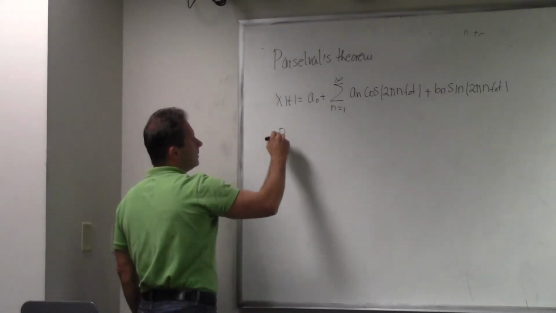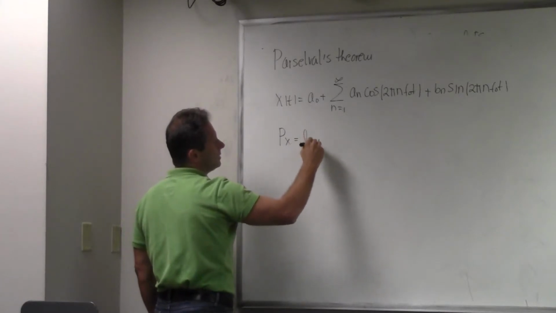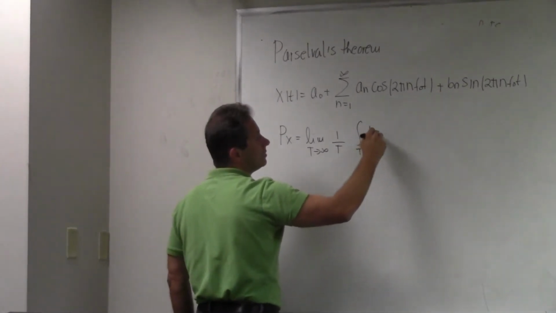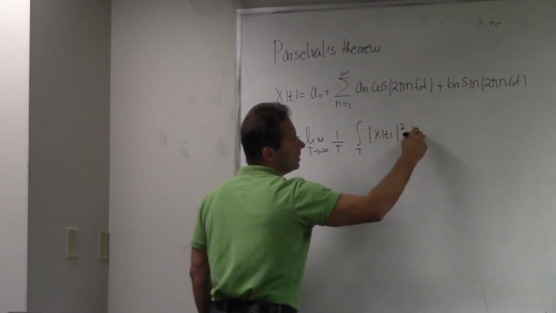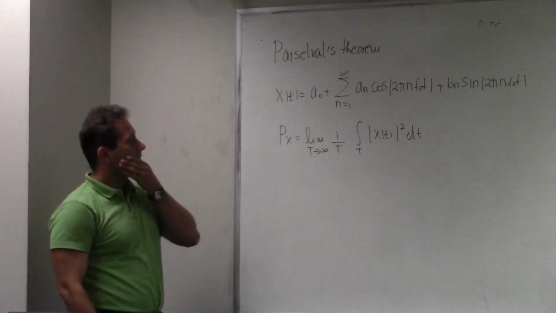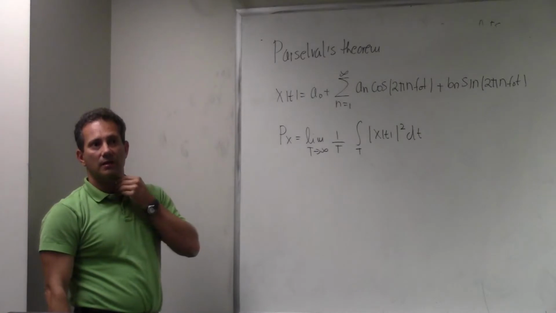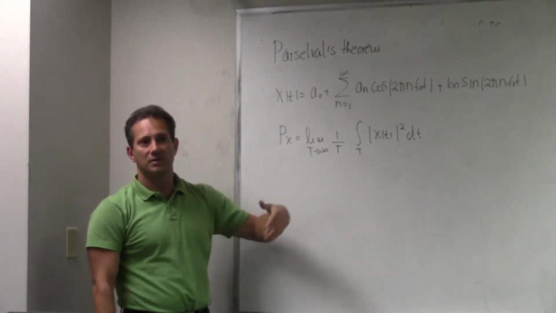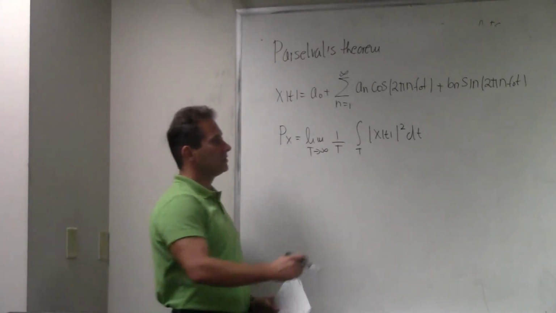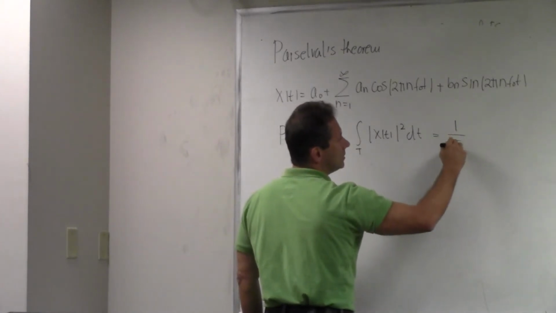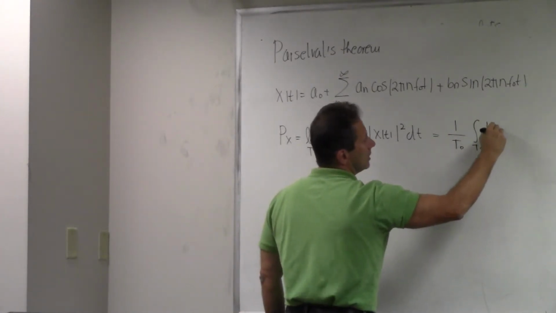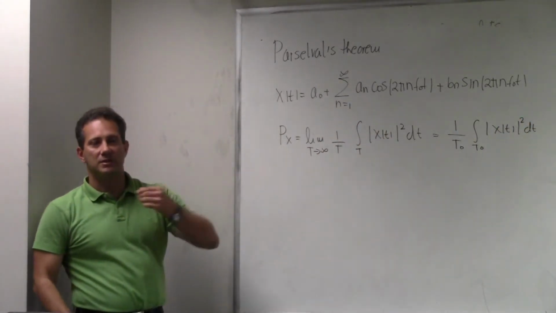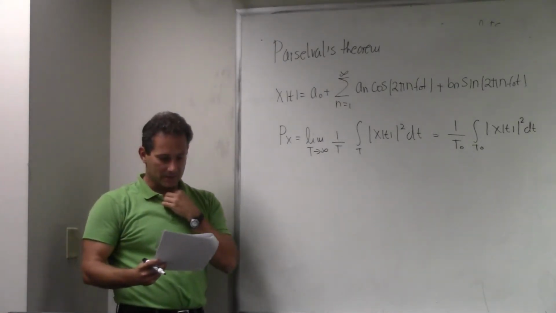The power of the signal in a general case is defined as a limit when T goes to infinity, 1 over T, integral over T, magnitude of x of t squared dt. You know that, right? This is how we define it. Now, if the signal is periodic, then averaging over the infinite interval is the same as averaging over the period. So this reduces to a simple form where this is 1 over T0, integral over T0, x of t squared dt. Why? Because the average over one period is the same as the average over the entire t-axis.